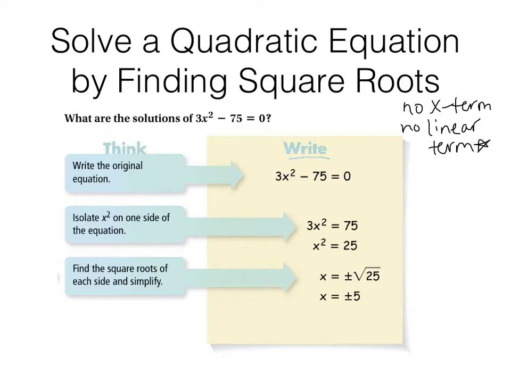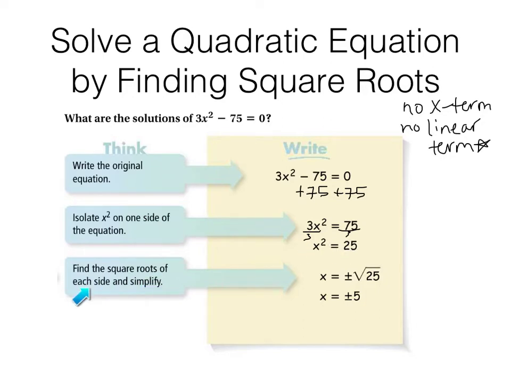Some of you were trying to solve the warm-up questions today in the previous class by just isolating like you would in a regular equation, and you can't do that. But you can with this. Now take a look at what was done. We write the original equation down. We isolate the x squared on one side of the equation. So they did that by adding 75 to each side and then dividing by 3 on each side, and you get x squared equals 25.